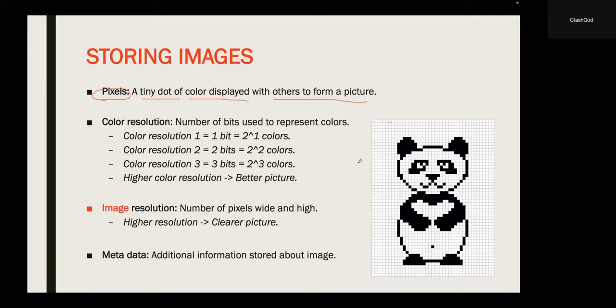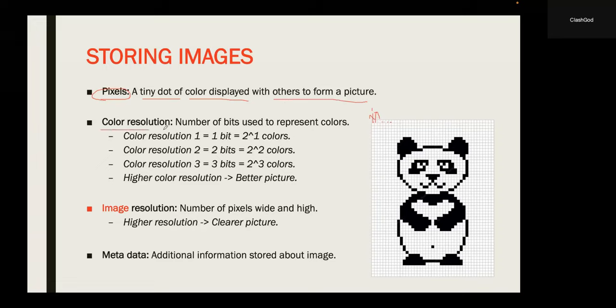Okay. So the way in which we store images using pixels is that each pixel is representing one color. For example, this white color may be one, and this black color may be zero. So the way I store this image is writing ones for the white colors and zeros for the black colors, and we just piece them all together. So images are all made of pixels, and each pixel is a tiny dot of color displayed with others to form a picture.